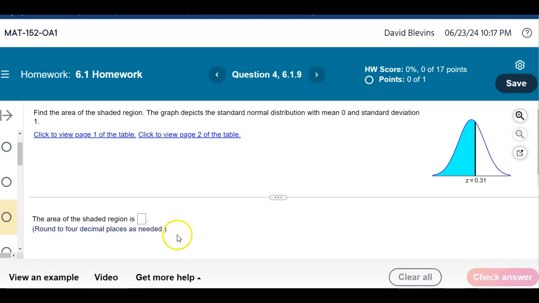In this class, we're going to look at how to do some of these standard normal probabilities with the TI calculator. So I've got this image. I'm trying to find the area of this shaded region. Okay, so it's all the bell curve below the z-score of 0.31.